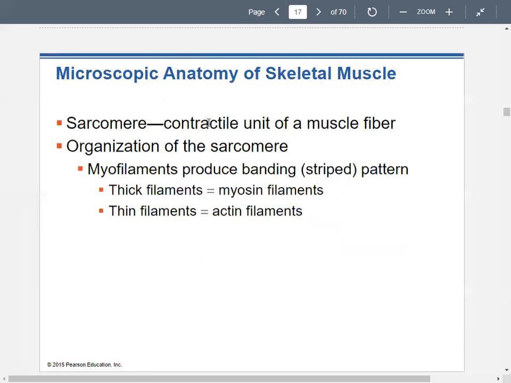So what we call a contractile unit, if you look at each individual unit that's contracting, we call that a sarcomere. Remember, sarco means muscle or flesh. So what's in it? Thick filaments and thin filaments, myosin and actin. And the alternation creates the stripes or striations.